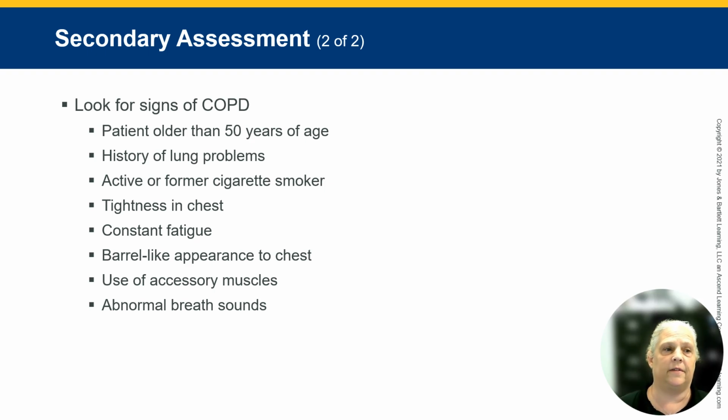All right. Do they have tightness in their chest? Are they tired with constant fatigue? Their chest can have a barrel-like appearance. In other words, a rounded appearance. Are they using accessory muscles to breathe? Do I hear abnormal breath sounds? Are they exhaling through pursed lips? When they're doing that, they're actually causing pressure to stay in their chest. They're keeping those alveoli open. Do they have clubbing or abnormal enlargement of their fingers?